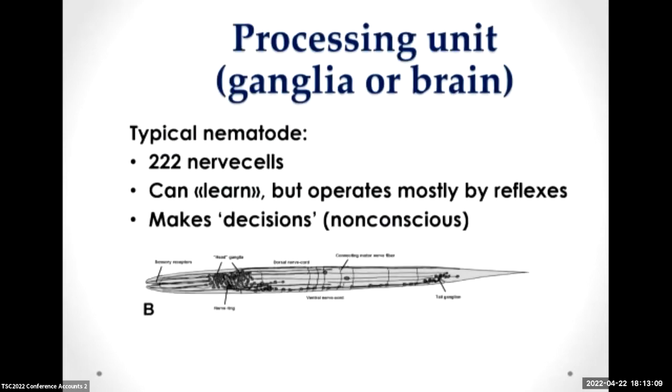But even the very simple, small processing units, such as those of the nematode you saw before, can learn, can to some extent have attention, and they make decisions in the sense that they do move in different directions depending on sensory stimuli.